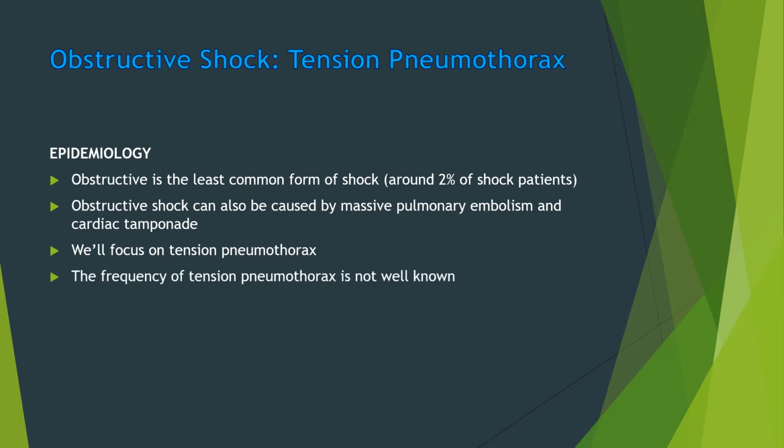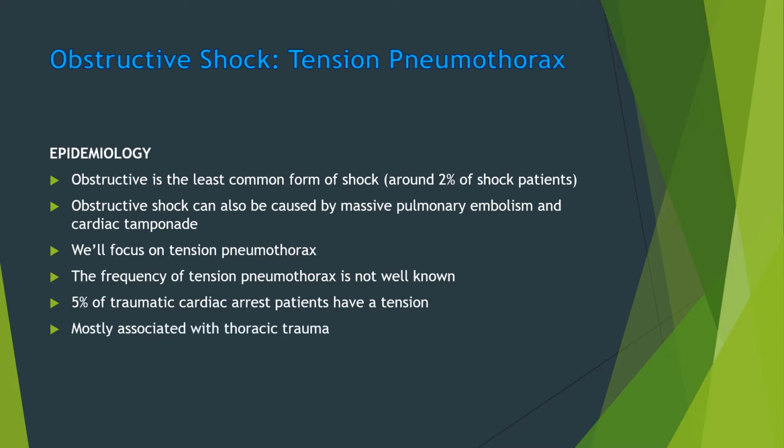The frequency of tension pneumothorax is not very well known, but we know that about 5% of traumatic cardiac arrest patients will have a tension. Tension pneumos are mostly associated with both penetrating and blunt thoracic trauma, but they can also occur spontaneously in an atraumatic presentation in about 7 out of every 100,000 males or 1 in every 100,000 females in the USA.